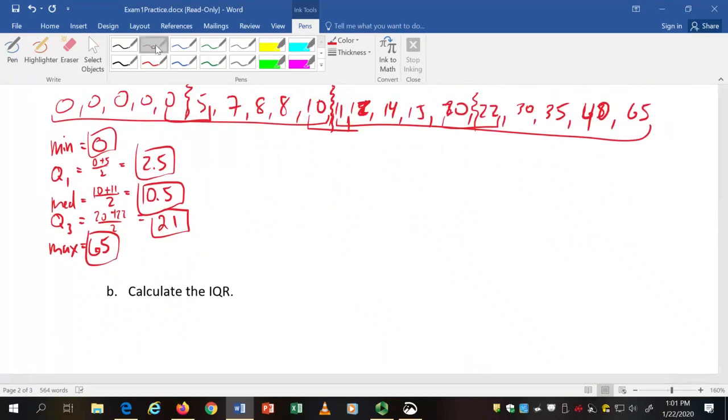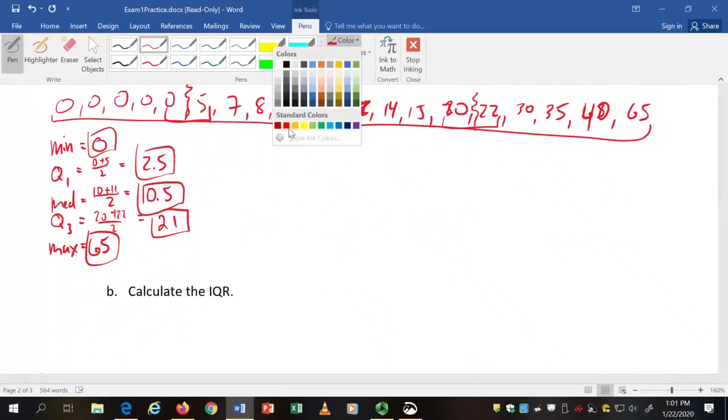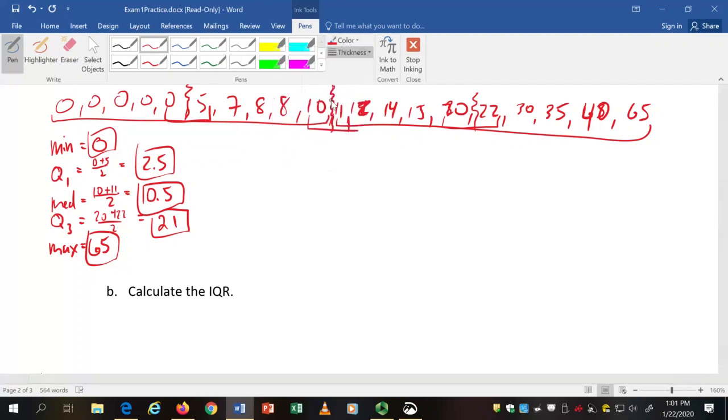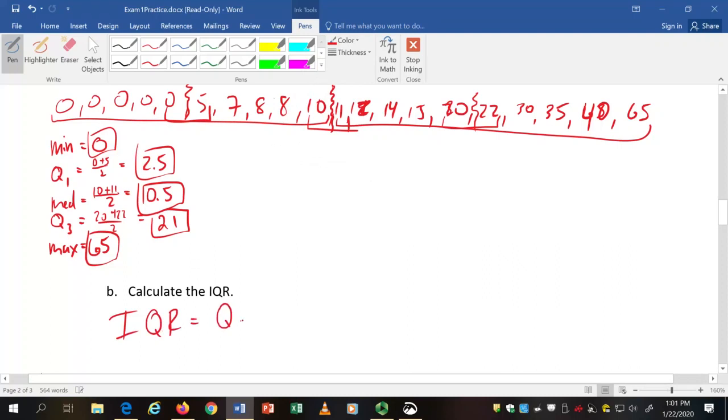So then, to get the IQR, this is what I was showing you a minute ago. The IQR is always Q3 minus Q1. And so that would be 21 minus 2.5. What does that come out to be? 18.5?